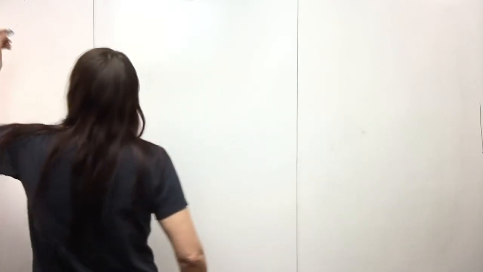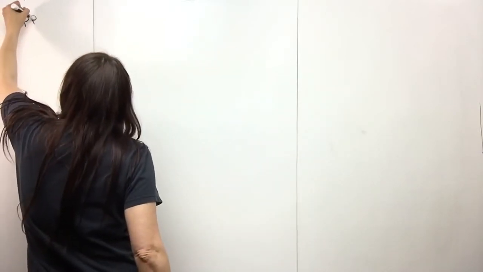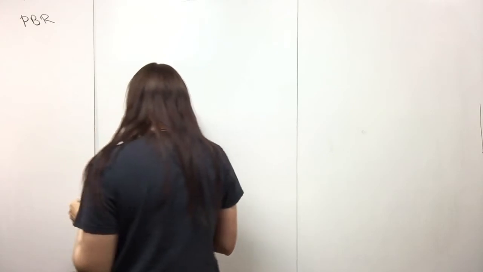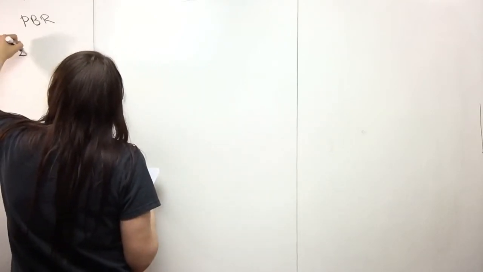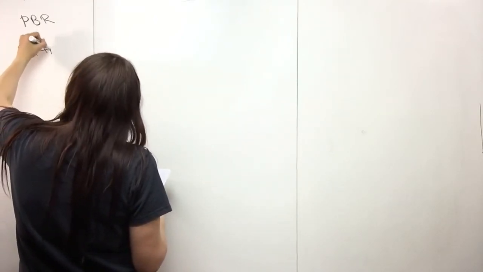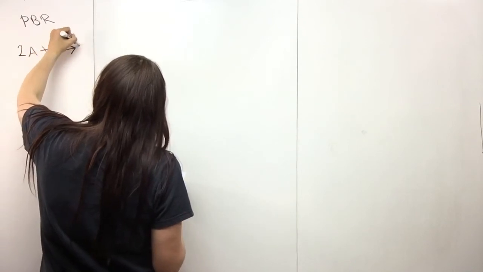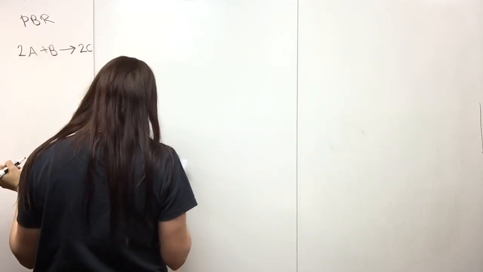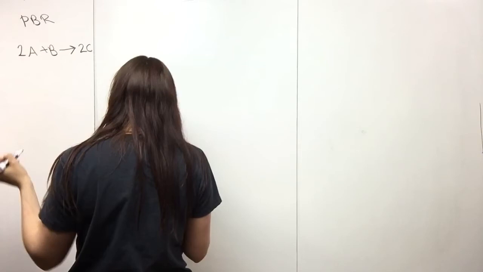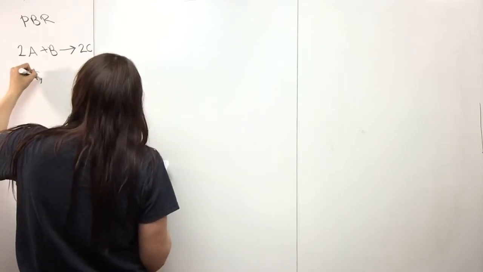So for number 3, it says the following reaction is taking place in a PBR. So you have a packed bed reactor, and you have this reaction: 2A plus B to 2C. And then it says the reaction rate is given by, so it gives you the rate.